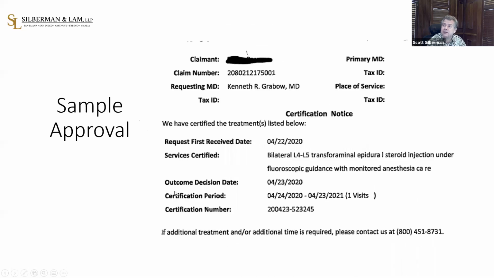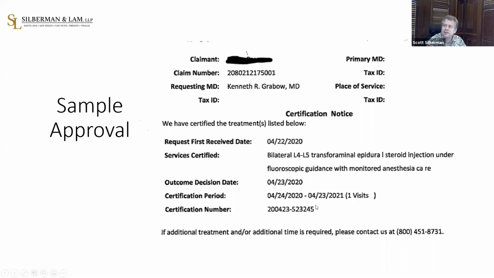Okay, so here's another sample approval. This is the data that was received, and this is what they approved. They approved epidural steroid injection. And this is the certification period. So this is also important, especially right now as we're going through this COVID-19 crisis. And a lot of surgeries, treatments, and so forth aren't being done by the doctors. They're only supposed to be doing essential services, no elective surgeries. And as many of you know and are frustrated with, some of these surgeries have been put off. So it's important to look at the certification period.